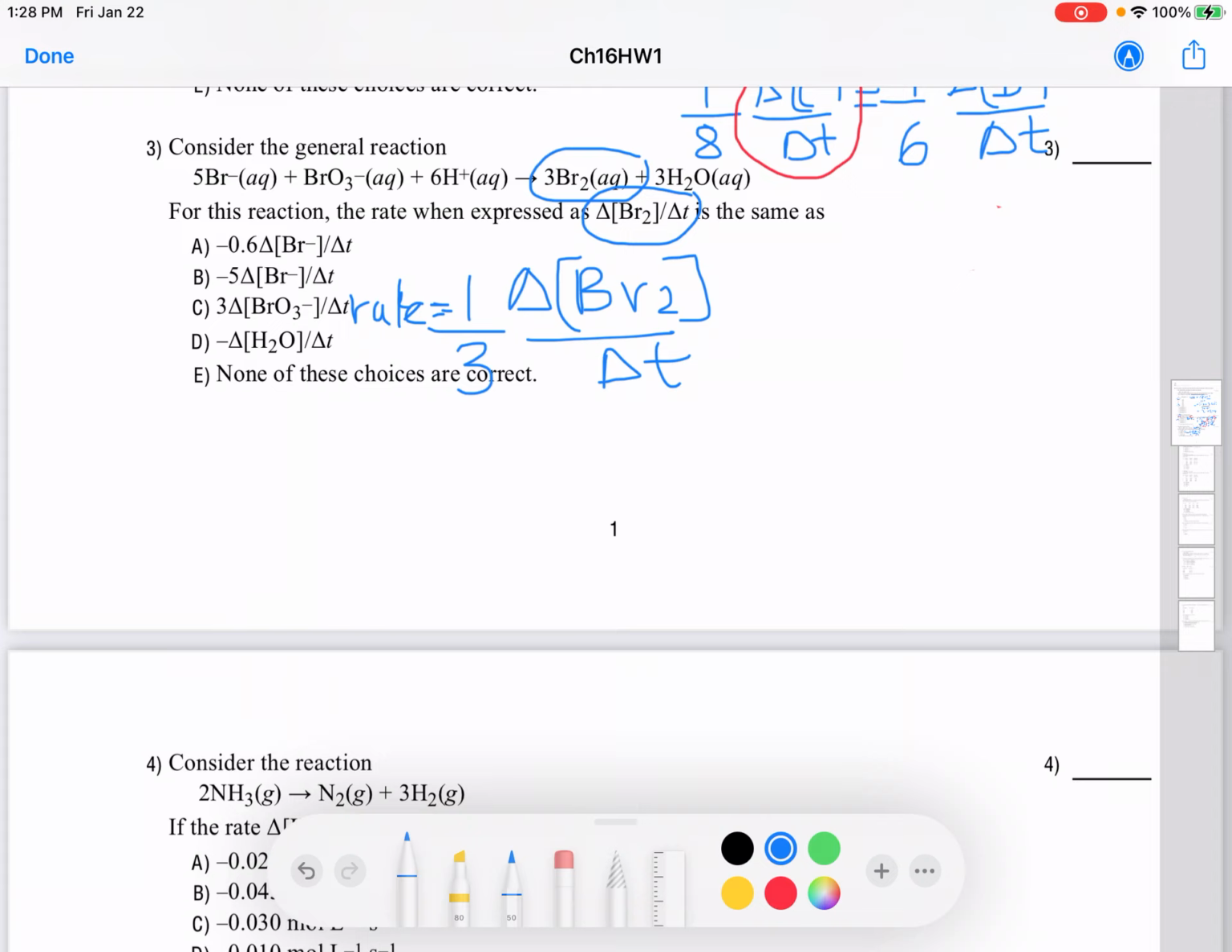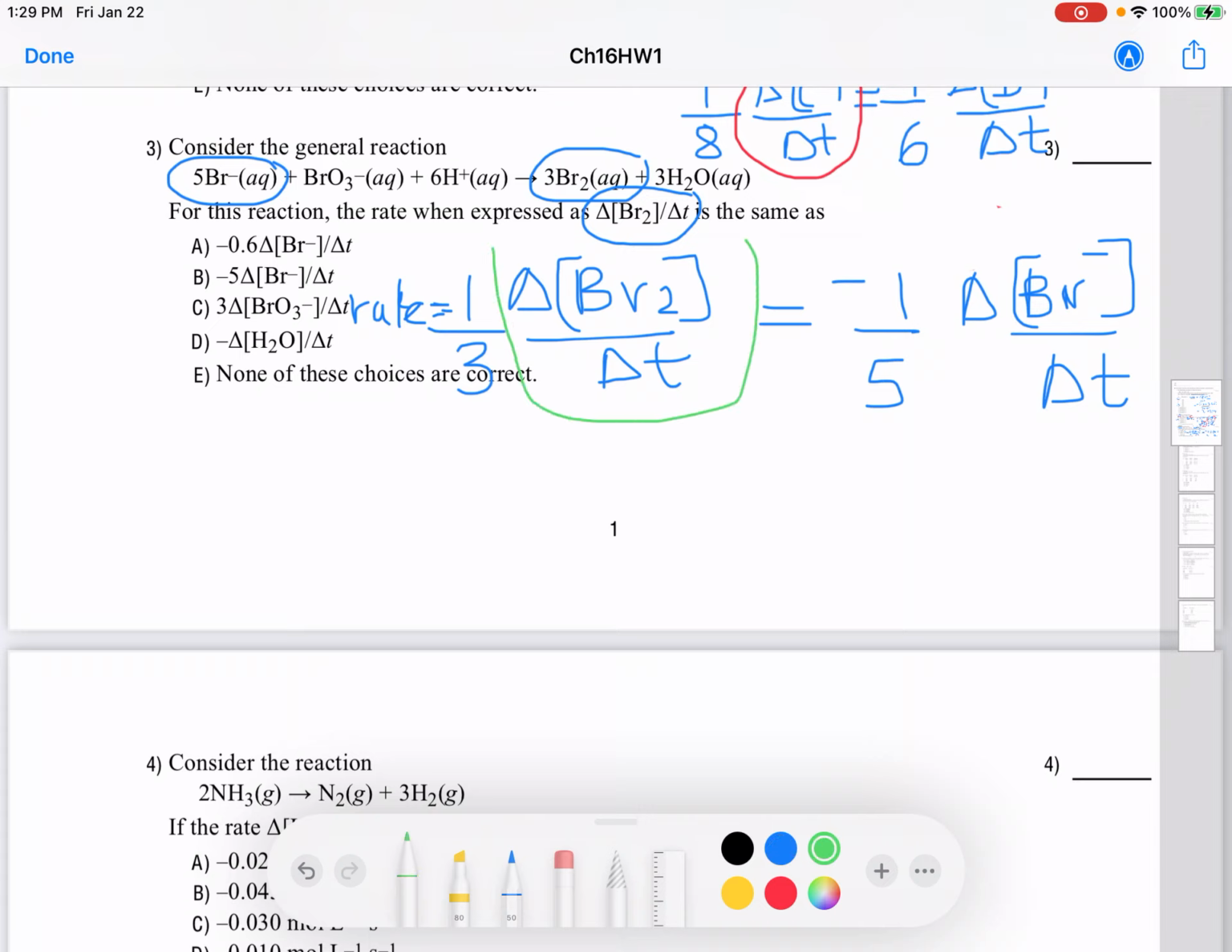Let's compare that with the bromide, because the first choice is bromide, Br minus. Where is Br minus? Right here. If you compare that with that one, it's going to be negative 1 over 5, right? And why negative? It's because it's a reactant. Remember, always for the reactants it's going to be negative: delta Br minus over delta T. Now we try to isolate this part. This is what we are going to compare.